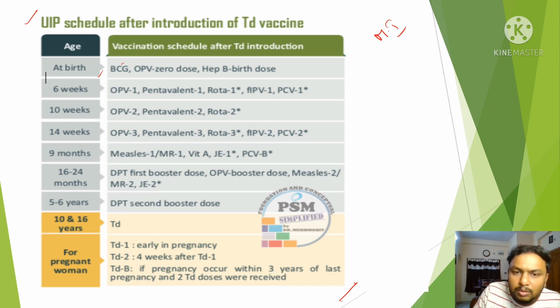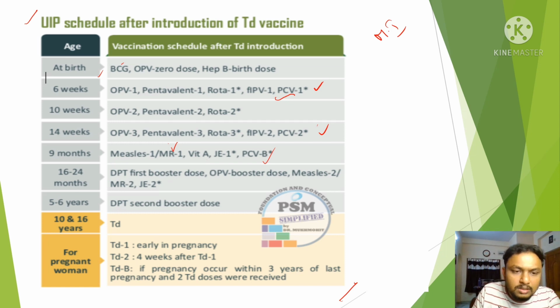Injectable polio vaccine first, and PCV. IPV and PCV are given at 6 and 14 weeks, while at 6, 10 and 14 weeks the same OPV, pentavalent and rota, 3 doses, will be given. Only at 6 and 14 weeks will IPV and PCV be given. PCV means pneumococcal conjugate vaccine, newly introduced. At 9 months, MR, measles and rubella, along with vitamin A prophylaxis, Japanese encephalitis and PCV booster dose.